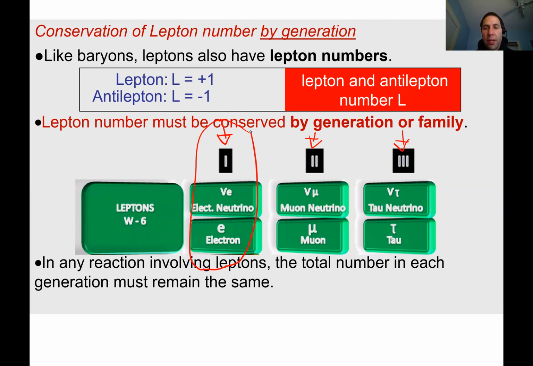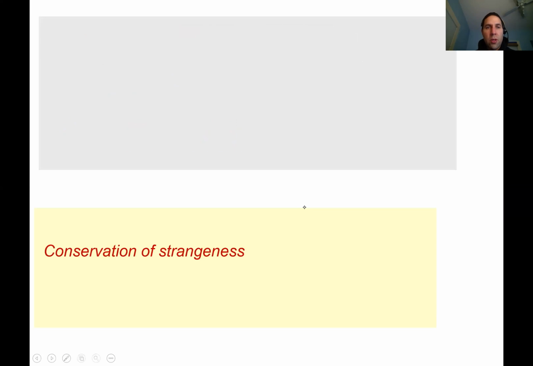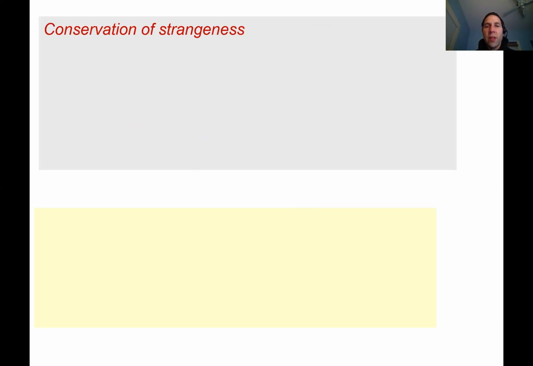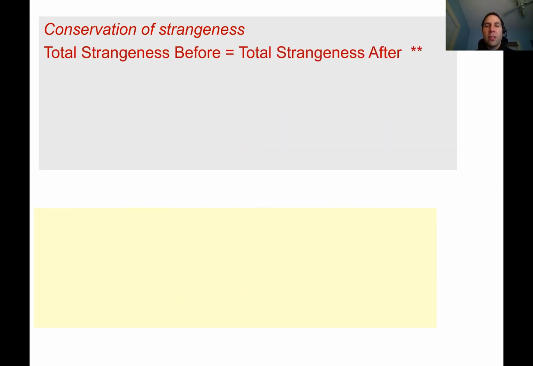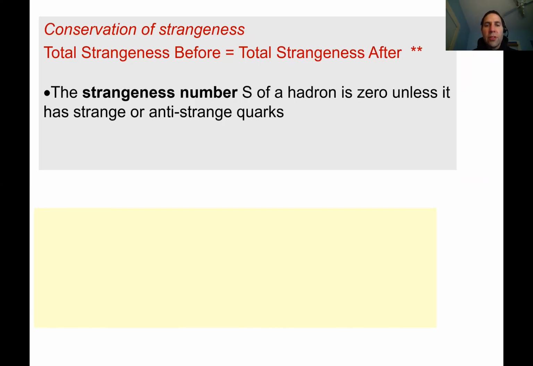Okay, so with that in mind, let us talk about finally the last one, conservation of strangeness. Okay, so total strangeness, there's this quality that physicists observed occurring in reactions because they were longer lived than other reactions. So they came up with this quality called strangeness to account for it. So the total strangeness before a reaction happens has to equal total strangeness after, in the products of the reaction. And the strangeness number of a hadron is 0 unless it has strange or anti-strange quarks.